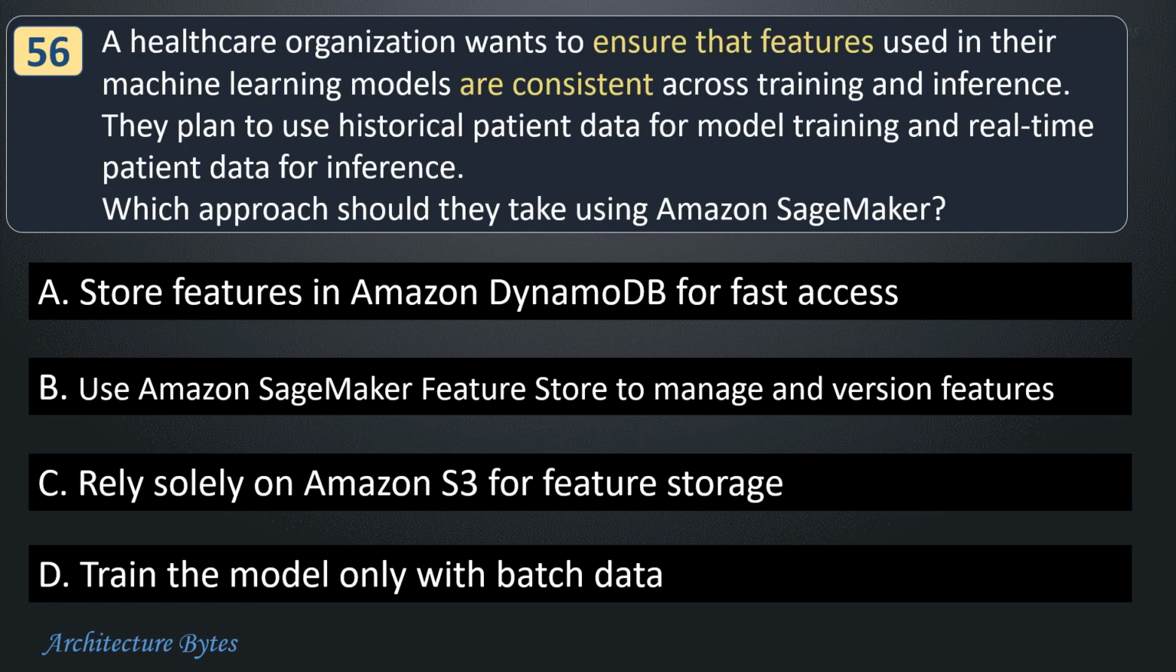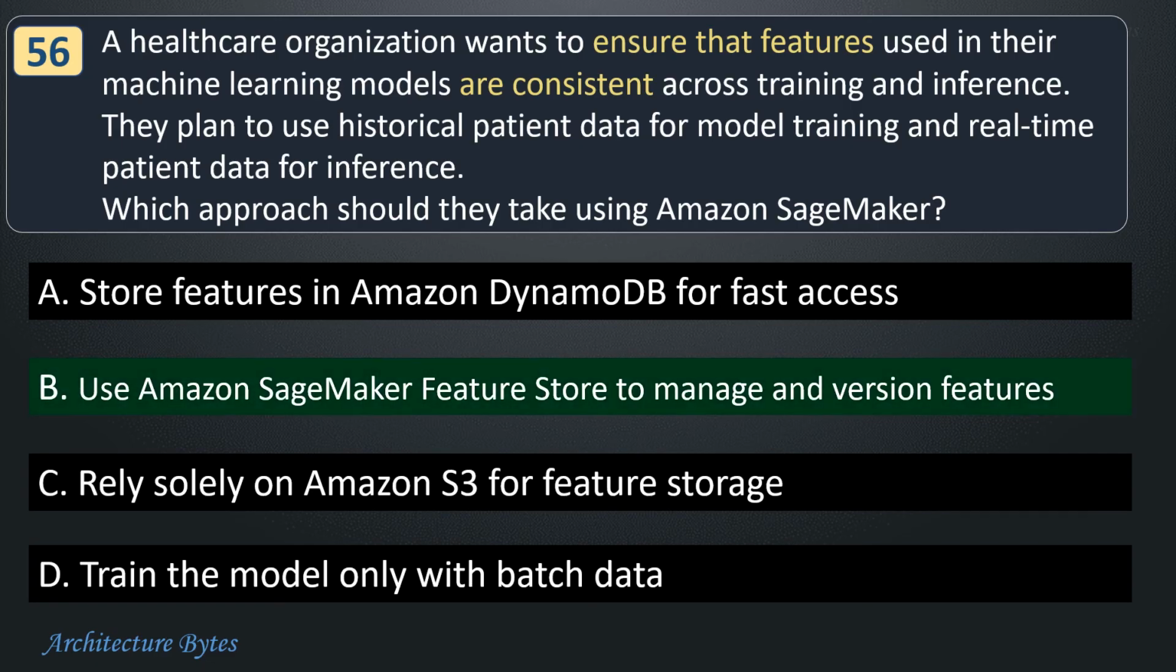A healthcare organization wants to ensure that features used in their machine learning models are consistent across training and inference. They plan to use historical patient data for model training and real-time patient data for inference. Which approach should they take using Amazon SageMaker? The options are A. Store features in Amazon DynamoDB for fast access. B. Use Amazon SageMaker Feature Store to manage and version features. C. Rely solely on Amazon S3 for feature storage. Or D. Train the model only with batch data.